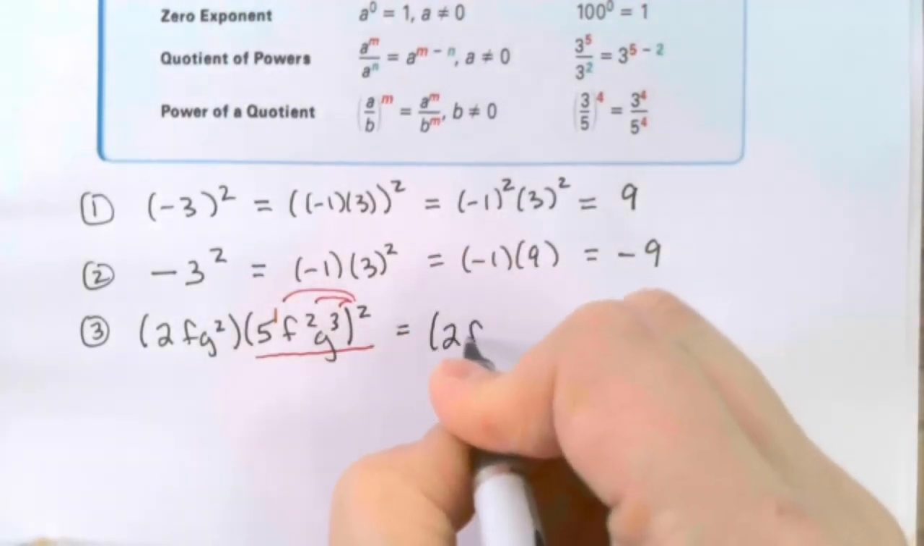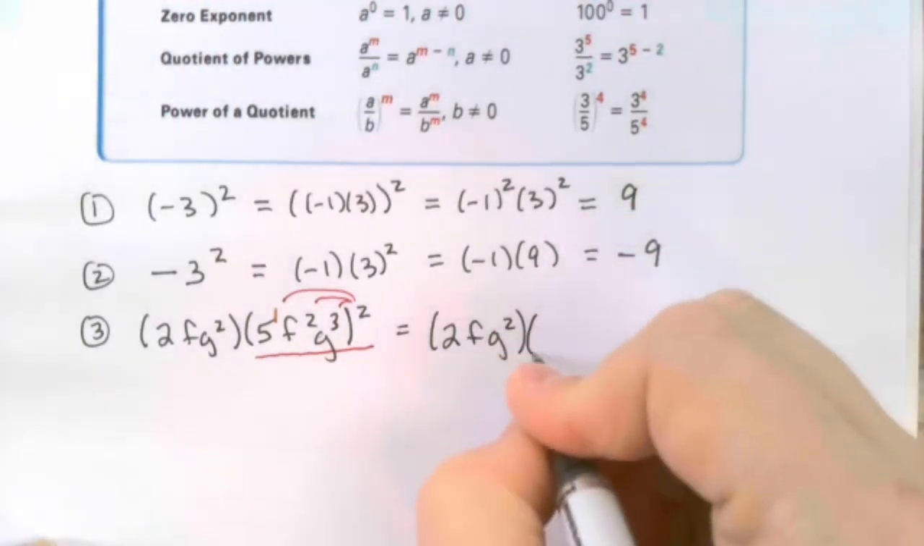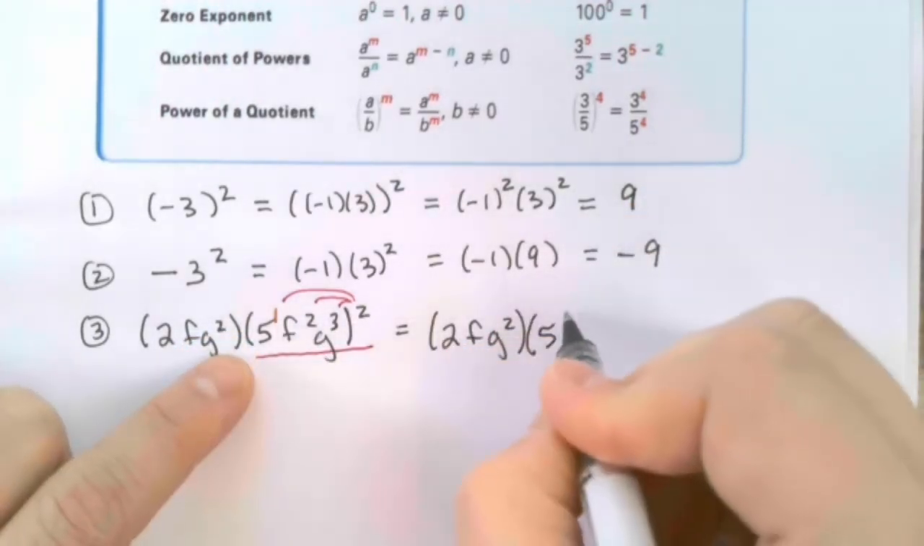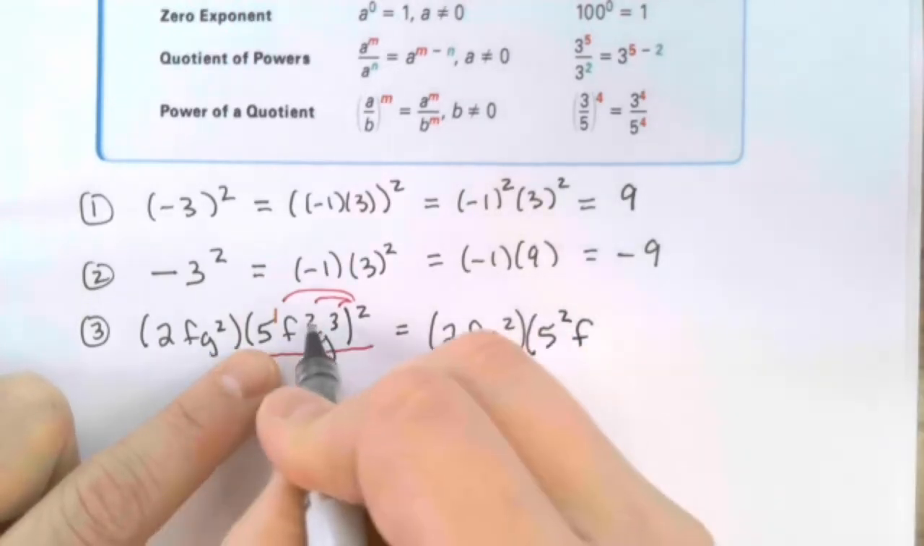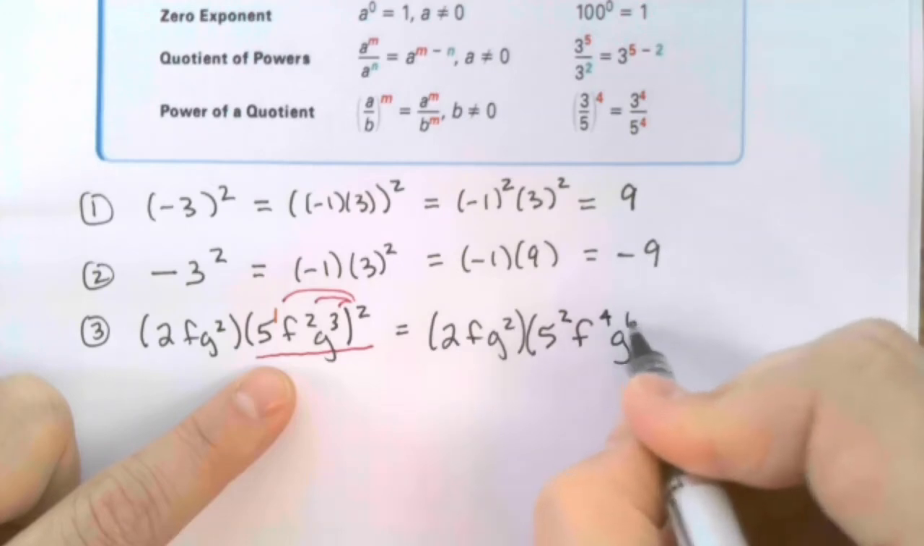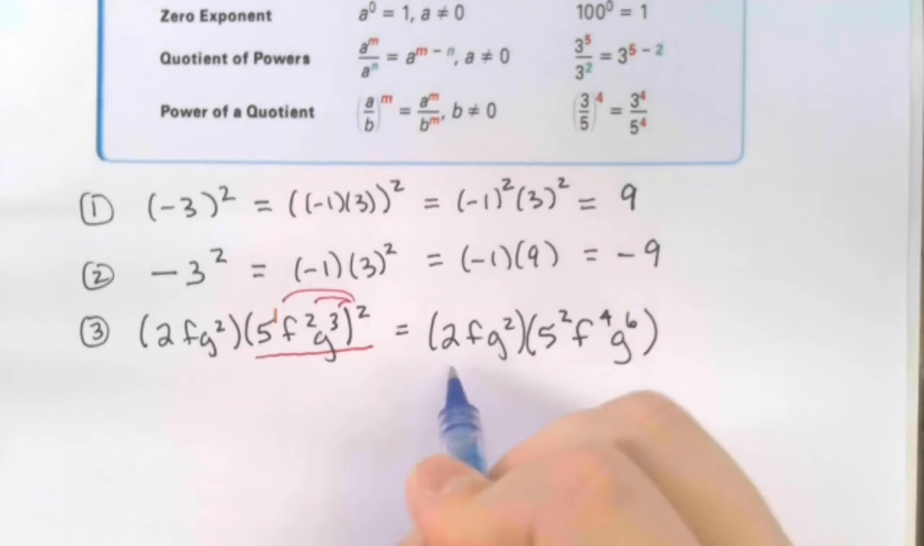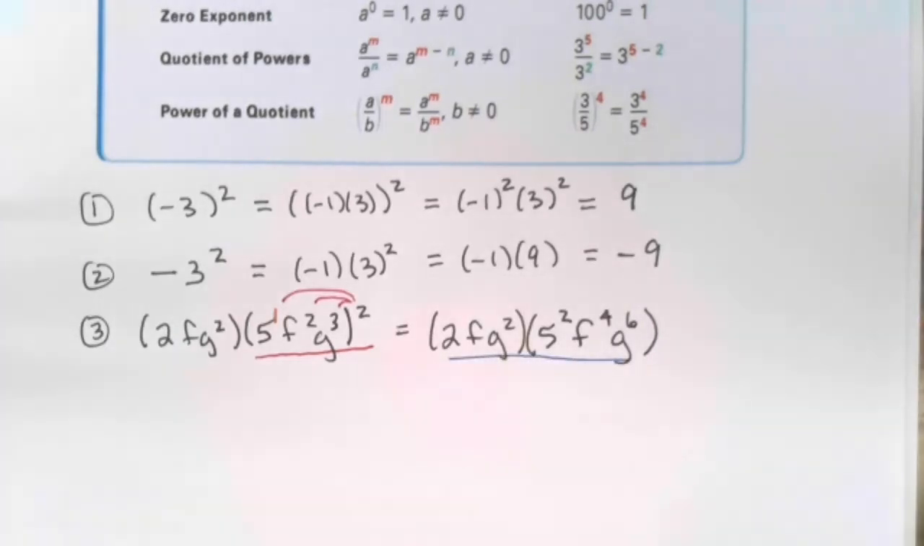I'm just going to rewrite the 2fg². So when you distribute that, you get 5, and then it's 1 times 2 is 2, f to the 2 times 2, which is 4, g to the 3 times 2, which is 6. That's your power to a power rule. Now that we've done the exponent, we're ready to go to the product. You multiply or divide, so we're going to multiply those two together.